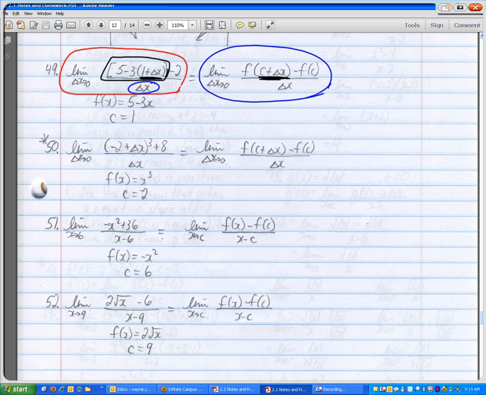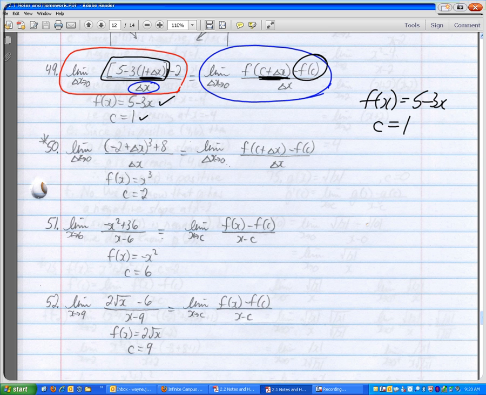Now, the c plus delta x replaced x. So if I see 5 minus 3 times c plus delta x, that's 5 minus 3 times x. You with me? So that's how come that's f of x. And I had already decided that c must be 1 when I saw 1 plus delta x. So that's how I figure out what f and c have to equal. I think f of x is 5 minus 3x. I think c is 1.